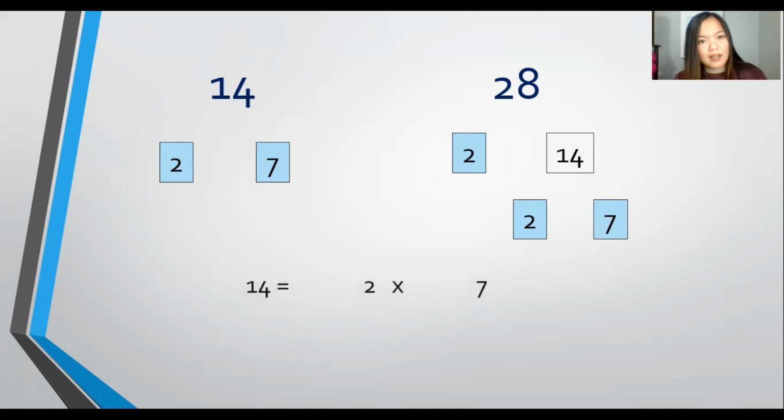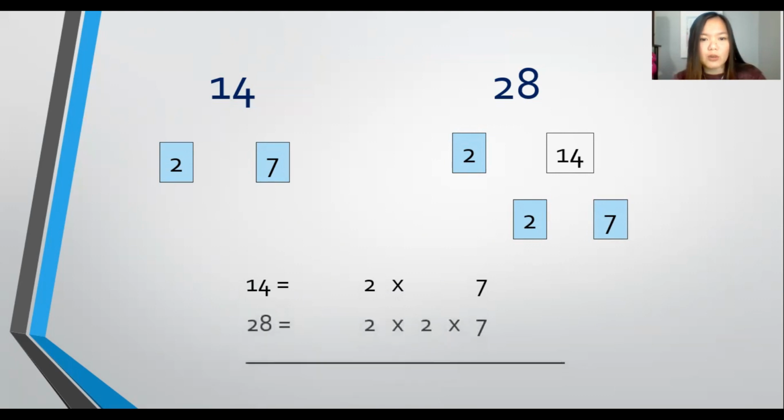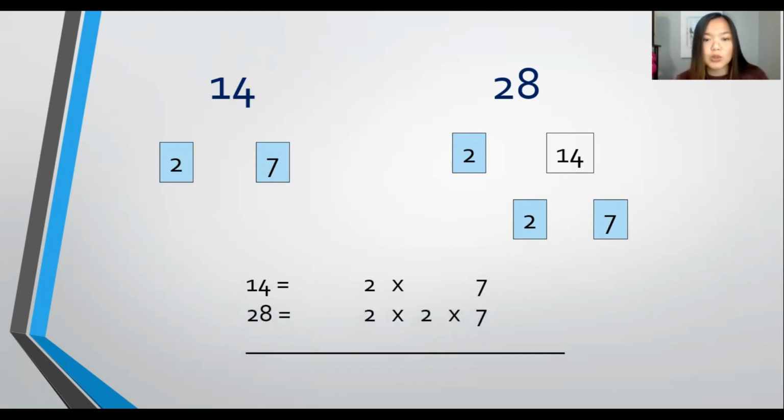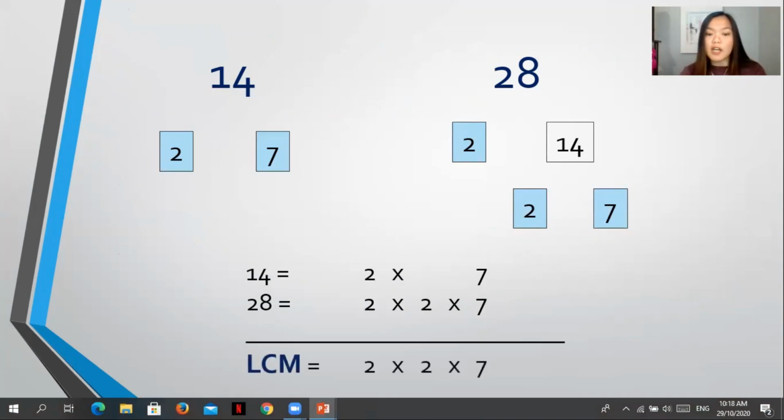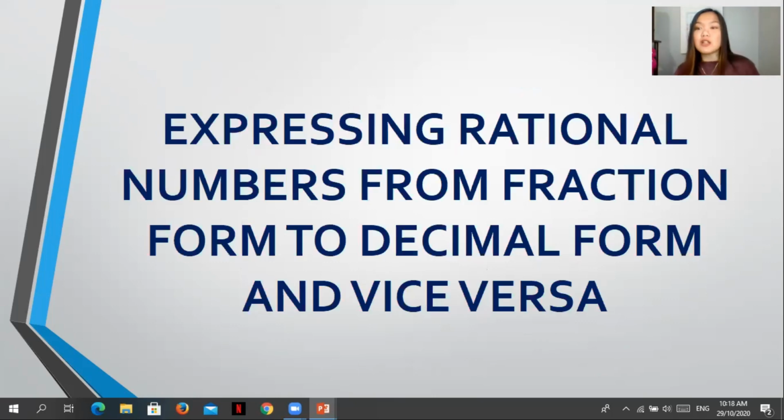So, let's list the factors of 14. Prime factors, we have 2 and 7. And 28 is 2 times 2 times 7. So, therefore, your LCM is 2, yan, okay na siya. So, the LCM of the prime factors of 14 and 28 are 2 times 2 times 7. So, their LCM now is 28. So, 2 times 2, that's 4 times 7, that's 28. Okay, gets? Now, let's proceed to the main topic or our main lesson.